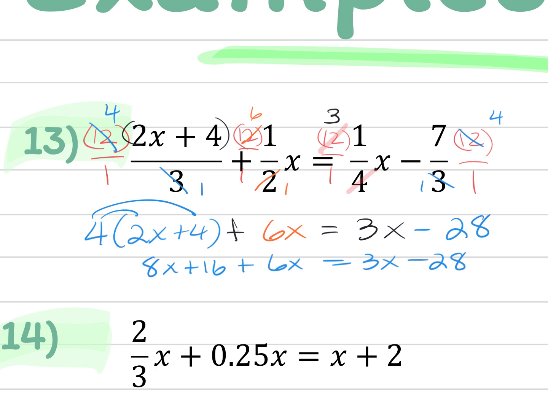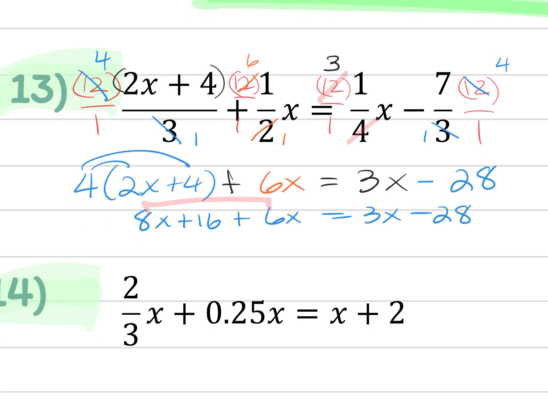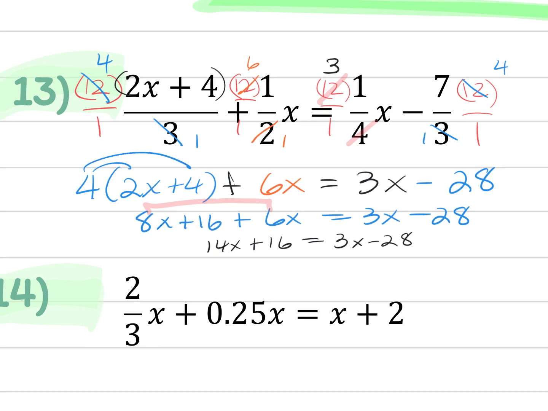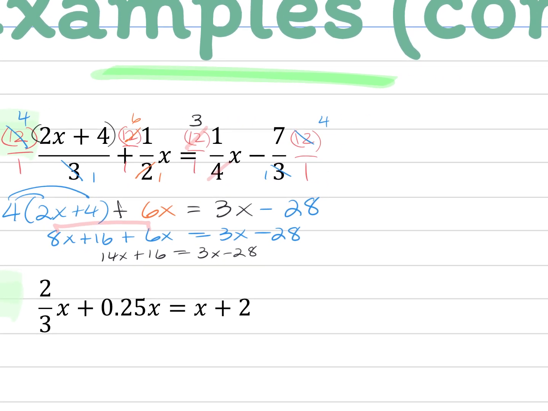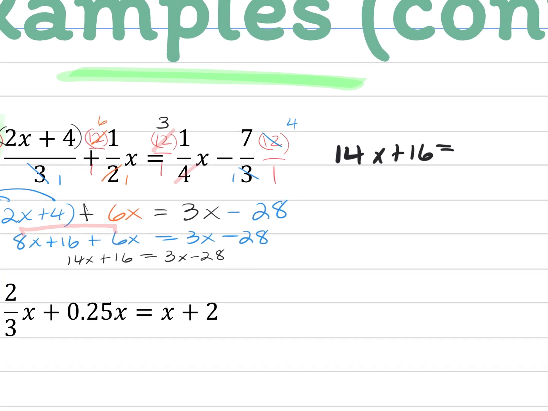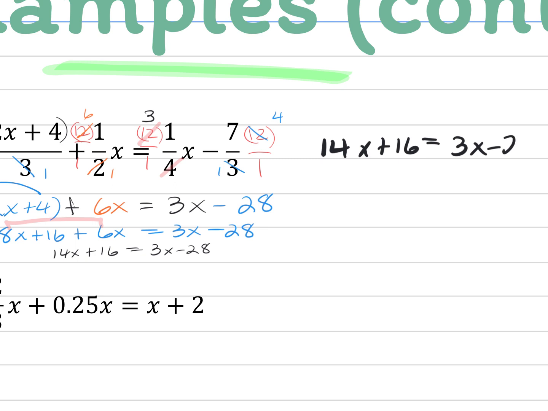They're all gone. So now I'm going to combine like terms first before I begin my inverse solving process. So 8x plus 6x is going to give me 14x plus the 16 equals the 3x minus 28. Let me go ahead and come over here to the side so I don't cram all that in there. So let me just rewrite this. So the 14x plus 16 equals the 3x minus 28.